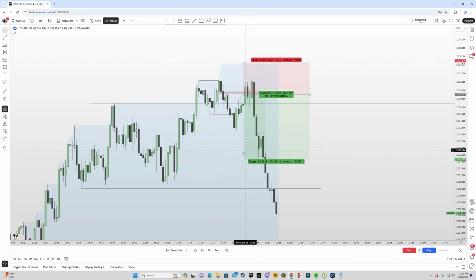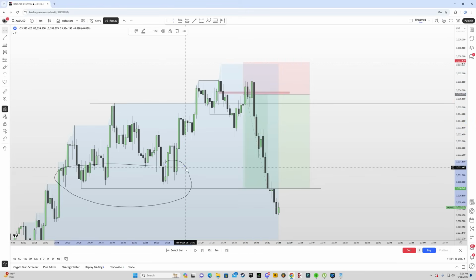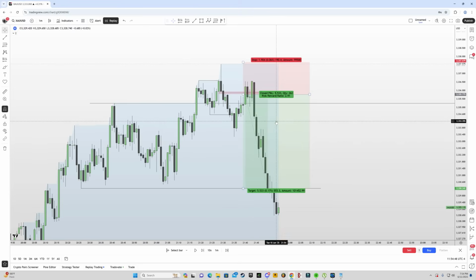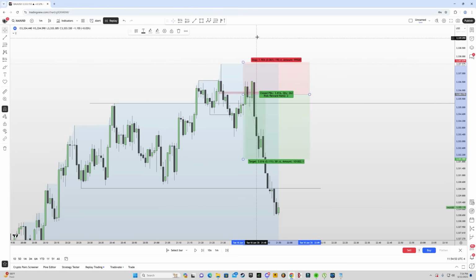Price taps into it and bam, takes out equal lows. You could have held here because we had these very clean equal lows. So in this case, you would have made an exception. But again, I would have definitely gone for 1 to 2 and that's what we did. 1 to 2, in and out.